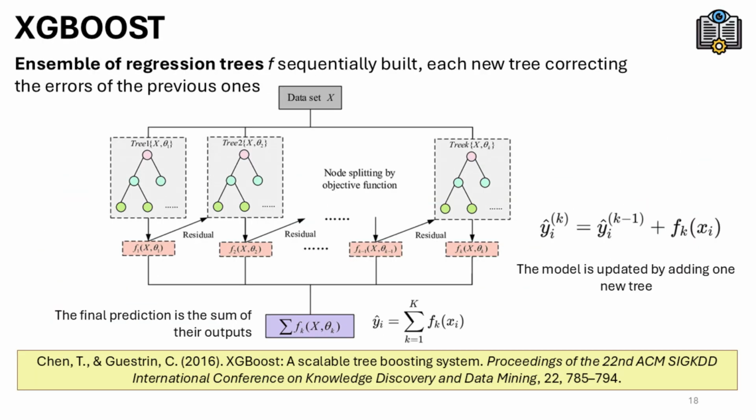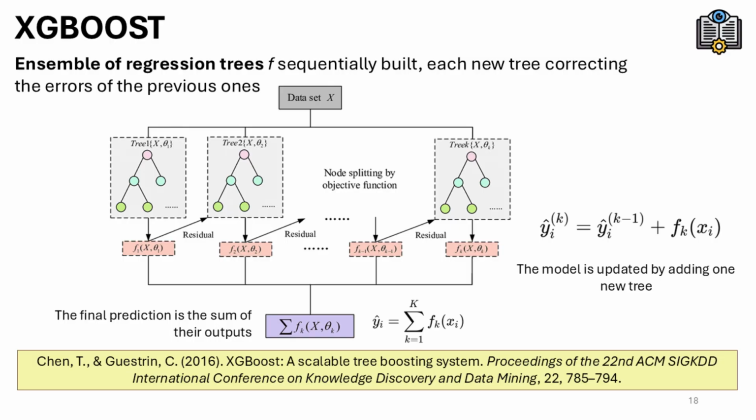Now let's go under the hood of one of the most powerful tools in a data scientist's arsenal, XGBoost, or extreme gradient boosting. Unlike a single linear equation, XGBoost is an ensemble of regression trees. Think of it as a wisdom of the crowd approach, but with a twist. The trees are built sequentially.